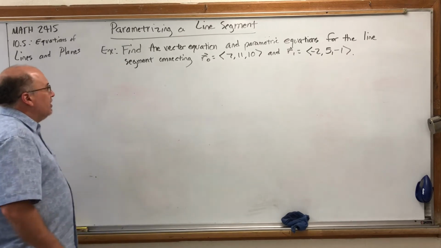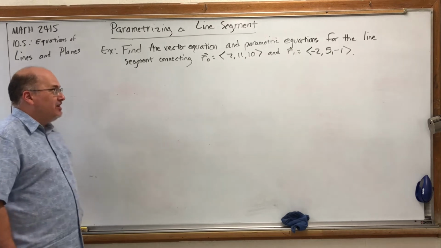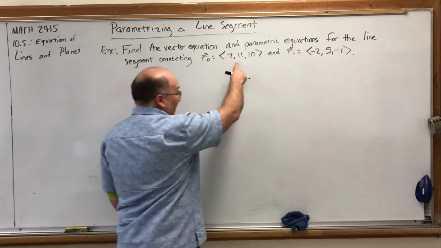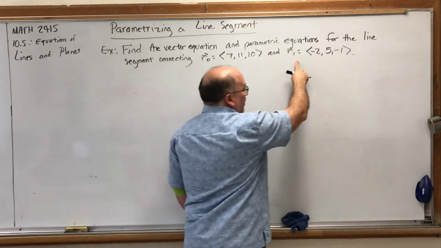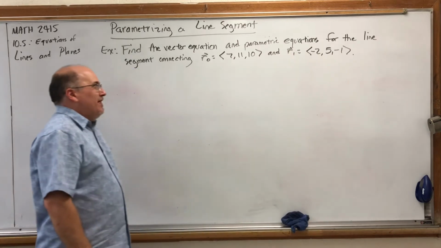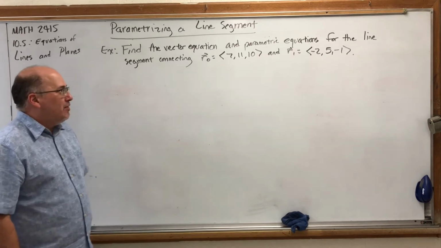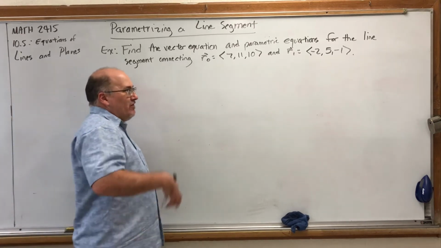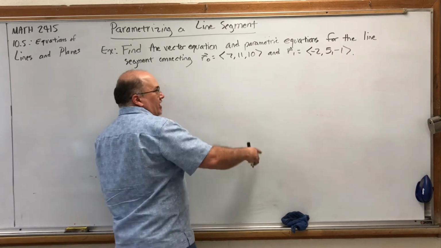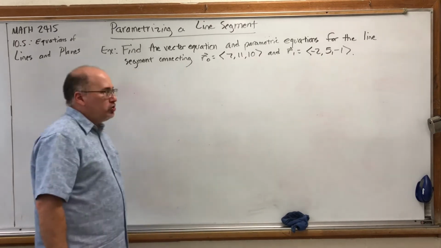For example, let's find the vector equation and parametric equations for the line segment connecting vector r0, <7, 11, 10>, and vector r1, whose component form is <-2, 5, -1>. Keep in mind that when we talk about a line connecting two vectors, we're really thinking about these vectors as having initial points at the origin and connecting their terminal points. In other words, we're thinking of these as ordered triples, not necessarily vectors.